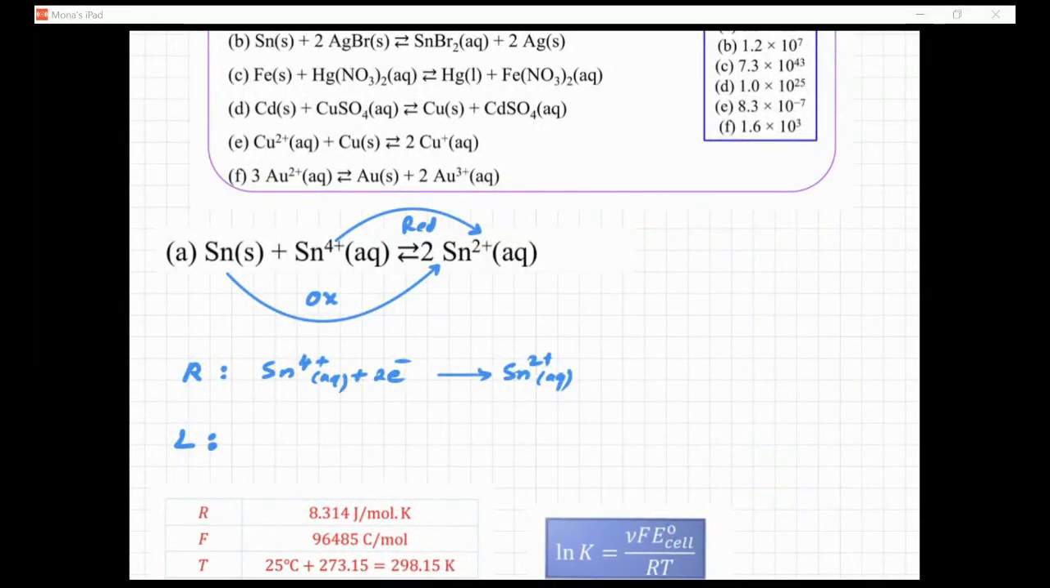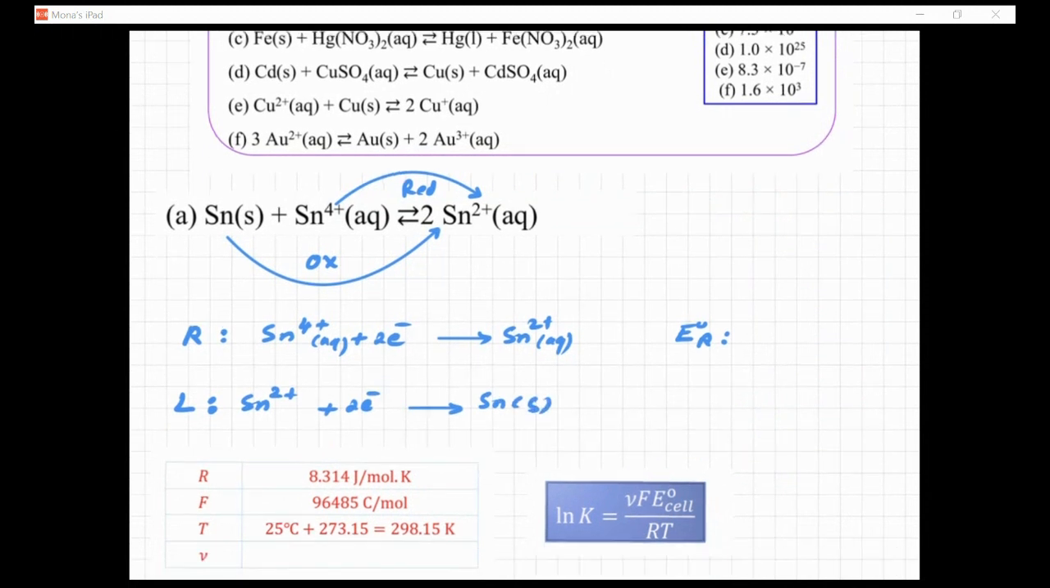Now, of course, I need to go and read the E, but again, just to remind you to be on the safe side, always go and read the standard potential, the reduction half reactions and the standard potentials from the table. On the left, I have Sn2+ plus 2 electrons giving me Sn, solid. Of course, the Sn2+ is aqueous. So here we are looking at the reaction.